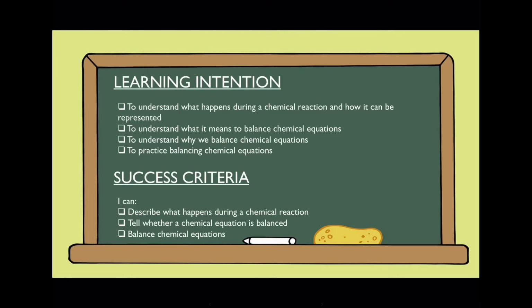The learning intention for this video is to understand what happens at the atomic level during a chemical reaction and how it can be represented in various ways. We're going to understand what it means to balance a chemical equation, why we have to balance chemical equations, and also practice balancing chemical equations.